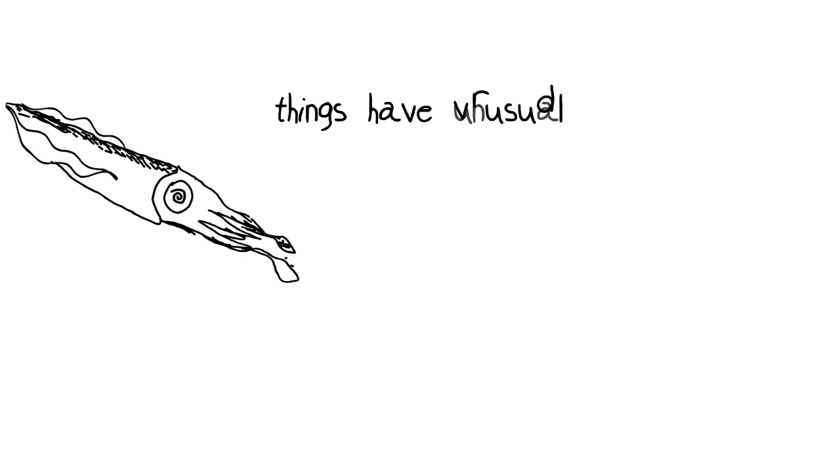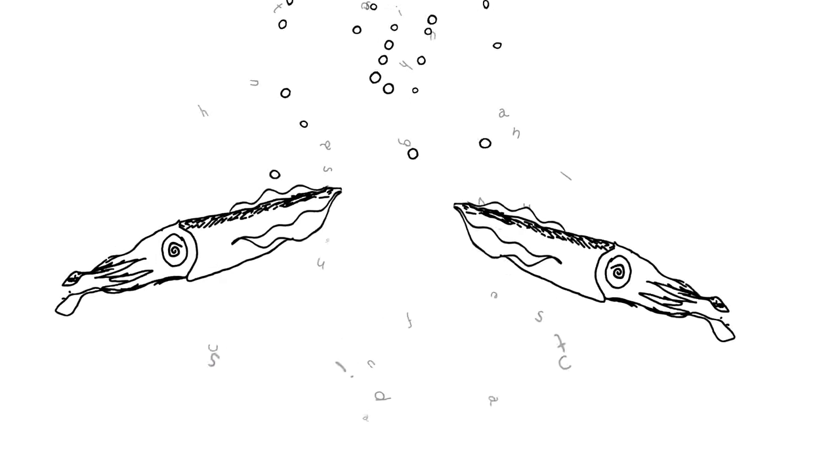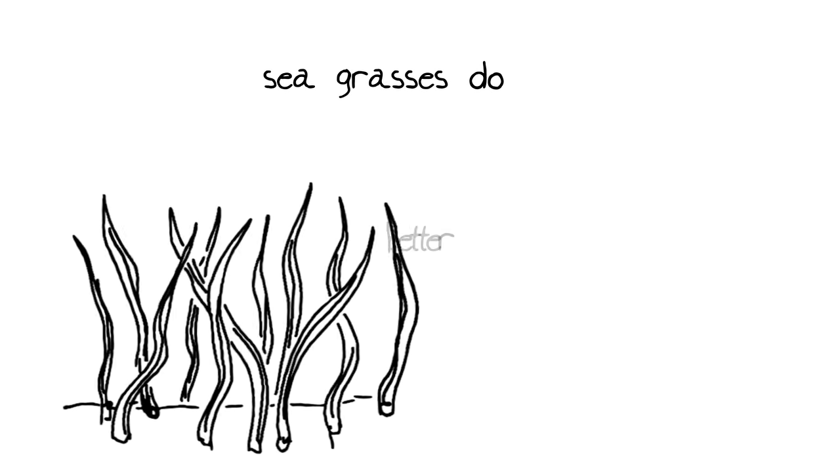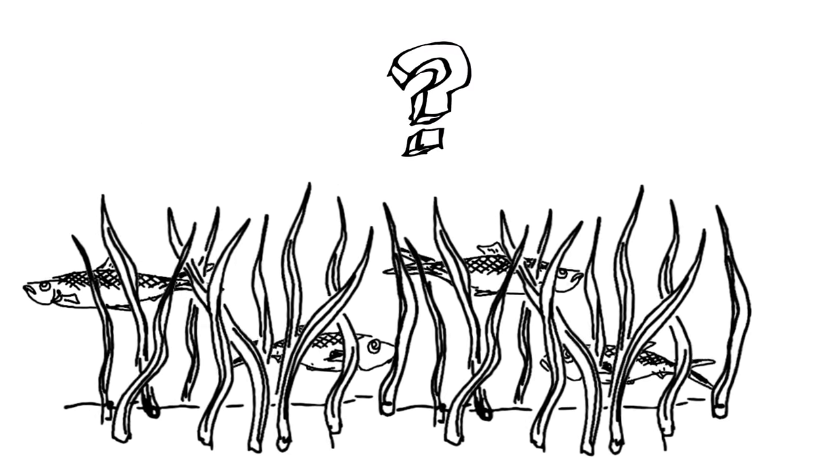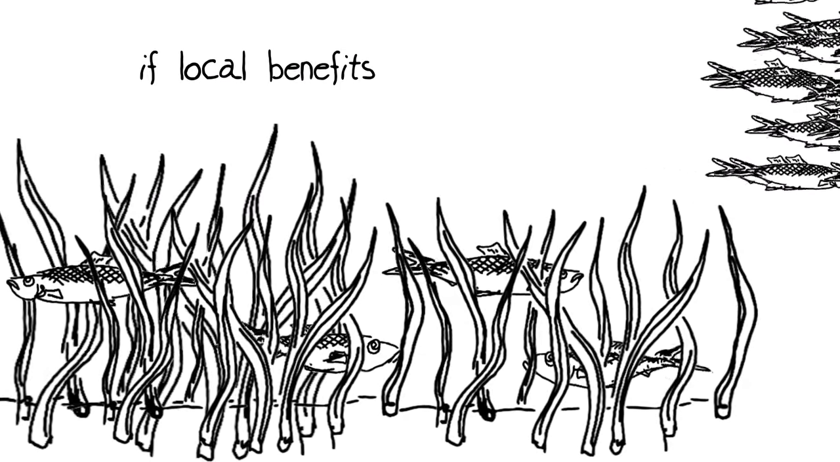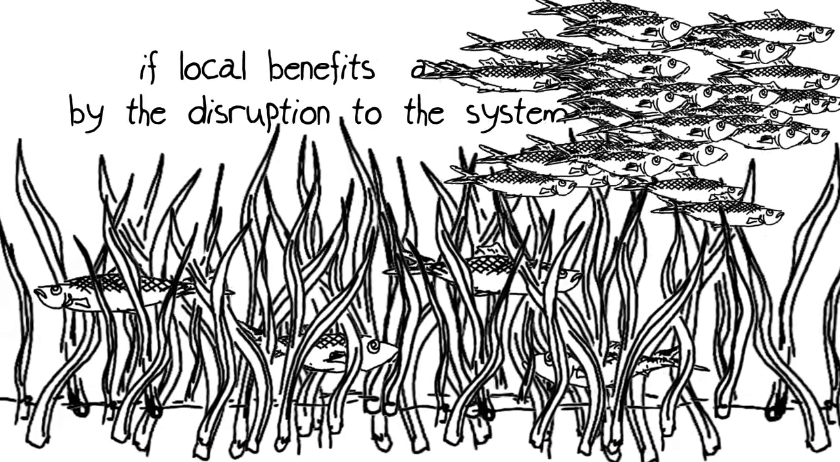Things have unusual kinds of cascading effects that you might not think of, over and above this inability to make calcium carbonate skeletons from seawater. Here's another example that has a complicated story. Like land plants, seagrasses do a bit better in building their bodies when CO2 levels are increased. And seagrasses are really important. They're valuable feeding and spawning sites for a variety of species. So if you enhance the growth of seagrasses, maybe you're doing something good? But what we don't know is if those local benefits of better seagrass growth will be outweighed by the wider disruption to the marine food chain as a whole and what that means for biodiversity.